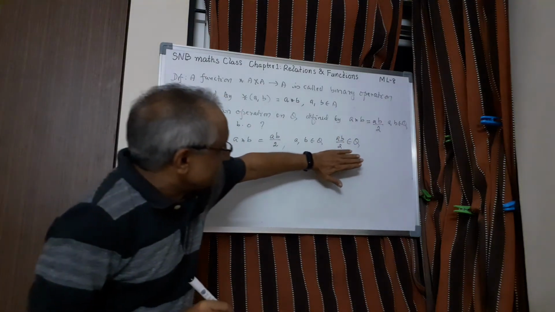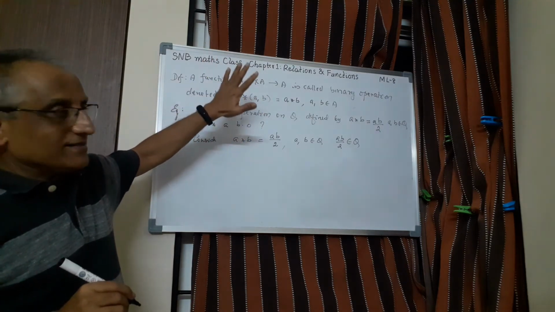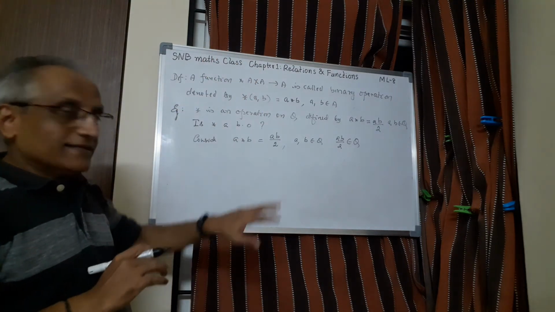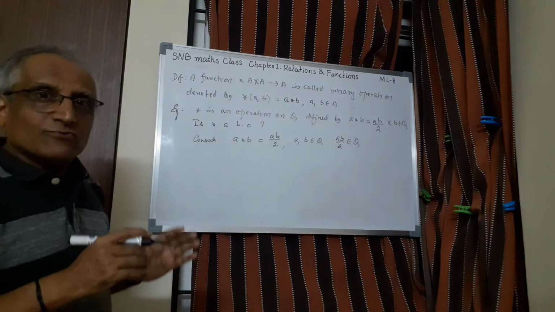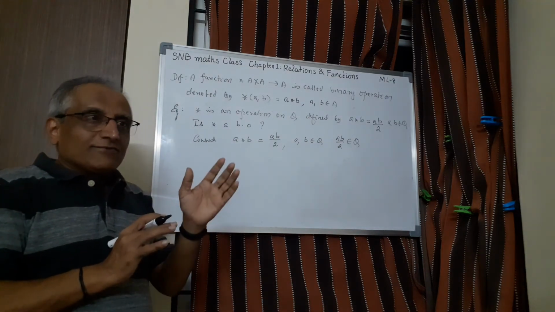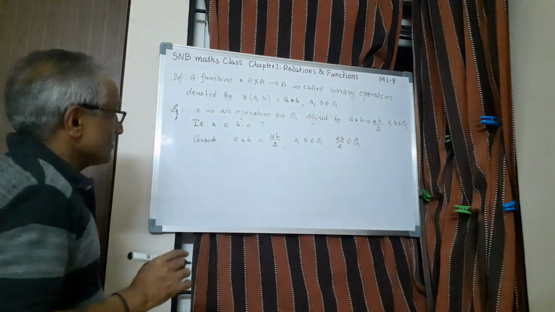The moment it is in Q, we have to say that it is binary operation. This is binary operation. Now let me take a few more examples, because what is very important here is, given a function, we have to decide whether it is a binary operation or not.